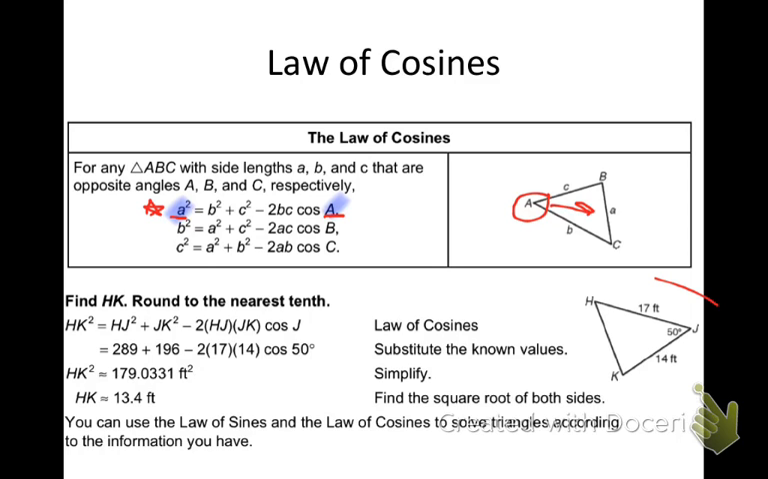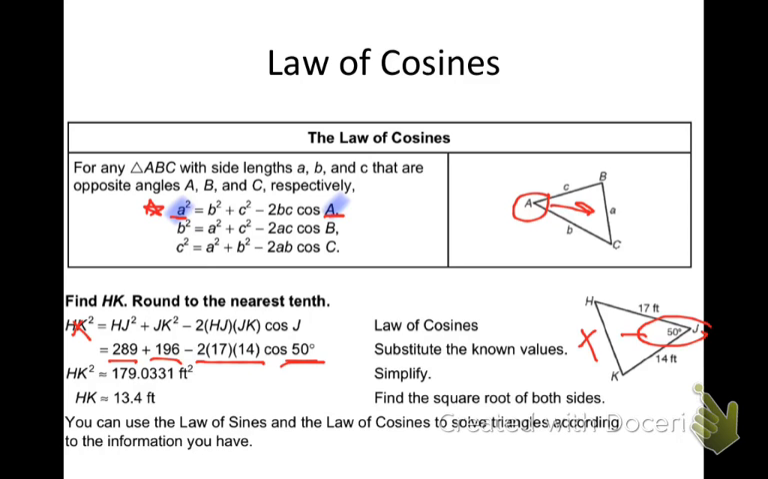For example, down here, I have triangle HJK. I am trying to solve for HK, so that is going to be my x squared here. Because that's my x, I need to make sure that 50 is my cosine angle. B and C are interchangeable: 17 squared plus 14 squared minus 2 times 17 times 14. This is what I call plug and chug. Take your information, plug it in, and chug through the problem.